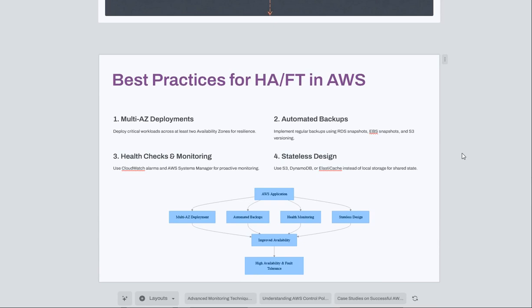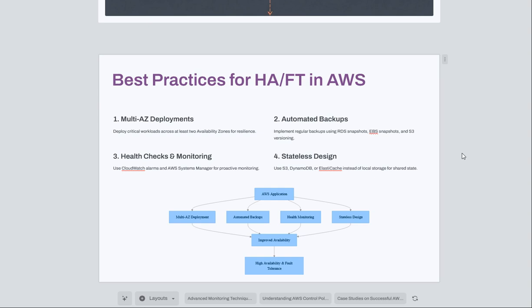Okay, so best practices for high availability and fault tolerance in AWS, right? We also discussed this in some of the previous videos, just in point form in this one. So multi-Availability Zone deployment, right? Deploy critical workloads across at least two availability zones for resilience, right? At least two availability zones.